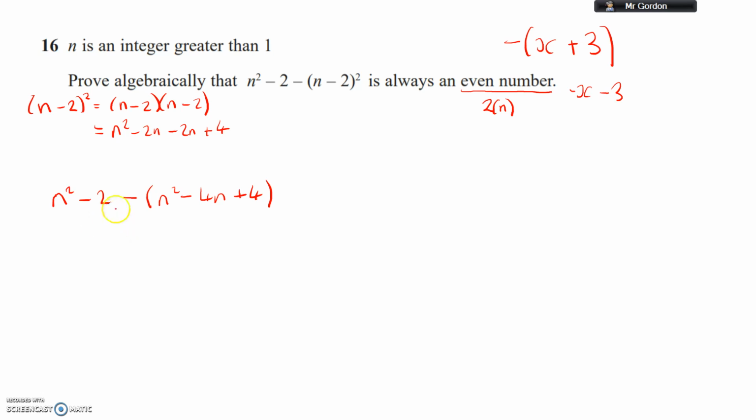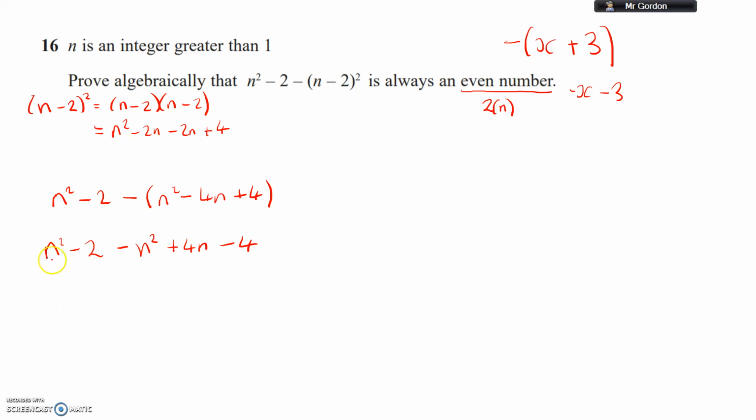So you can see why I spoke to you about distributing the minus sign up here, because we've got a situation where we have to do it now. So everything in the bracket is going to swap its sign. So when you distribute the minus sign through the bracket, you end up with n squared minus 2. Here we go, let's distribute it. That's a positive n squared, so that becomes minus n squared. That's a minus 4n, so that becomes a positive 4n. That's a plus 4, so that becomes a minus 4 on the end. Okay?